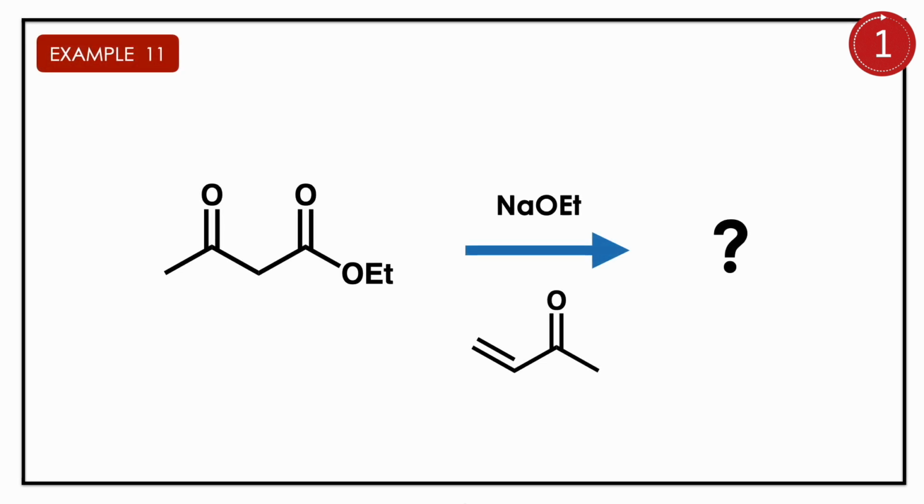Then the next example. Here you have a linear compound with a dicarbonyl. One is a ketone, another is an ester. Reacting with sodium methoxide and an alpha beta unsaturated ketone. You should find what will be the final product.